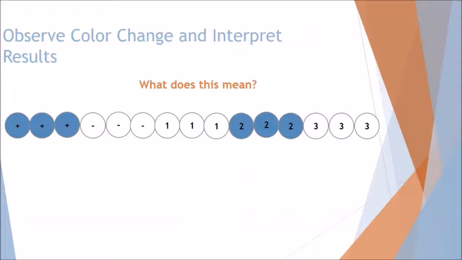So what does this mean? It means that sample 2 is positive for the antibody of interest, and 1 and 3 do not have that antibody in their samples.